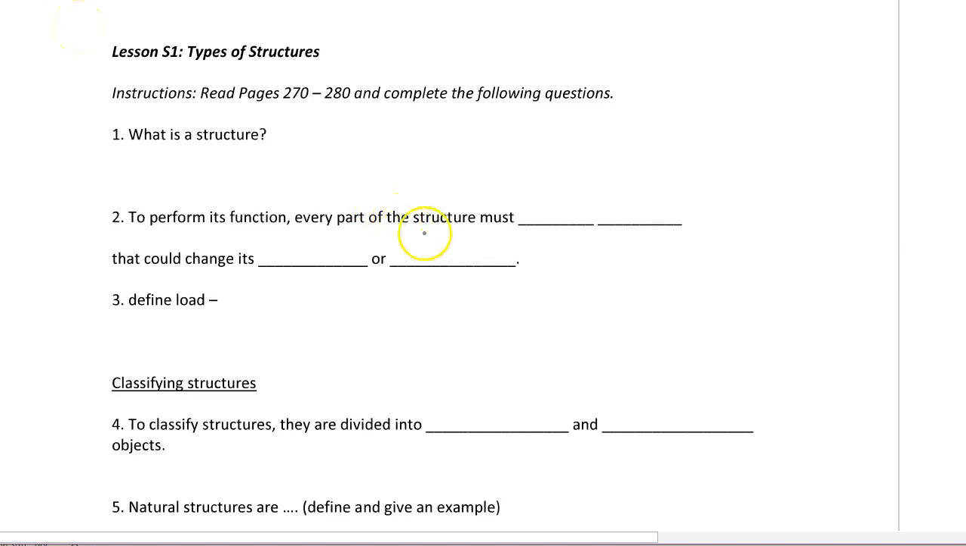Hello, welcome to lesson S1, types of structures. First question is, well, what is a structure? Well, really these are just objects with a definite shape and size.